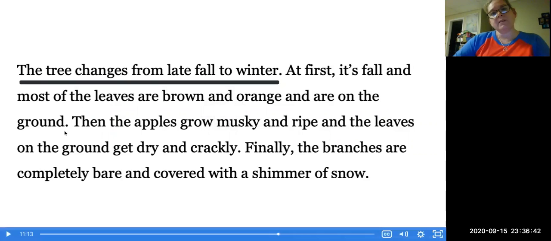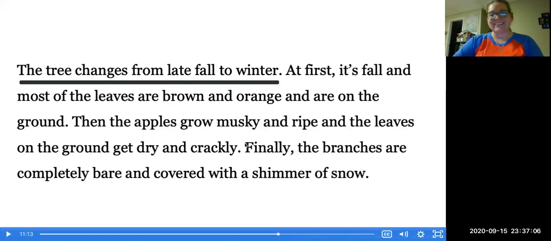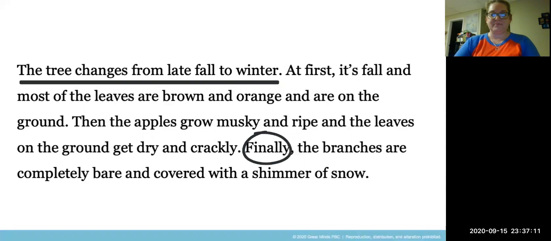So we've talked about at first, which tells us what happens in the beginning. We've talked about then, which tells us that there's a change and usually is around the middle. So what do you think the next word is going to be? Those are called temporal words or time words. What do you think the next one's going to be? Yeah, it's going to be finally. Finally. When we read the word finally, we know we are reading about the end of the book.